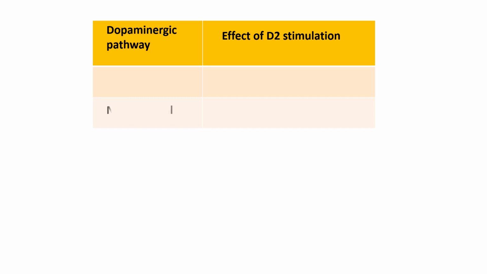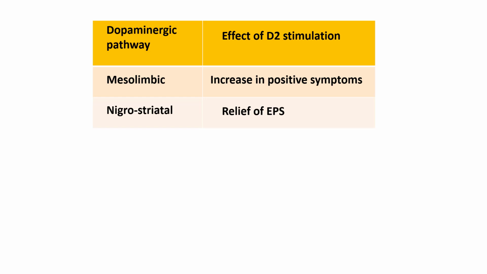Now, we do know that the effect of D2 receptor stimulation in the nigrostriatal pathway results in reduction in the extrapyramidal symptoms, or reduction in the symptoms of Parkinson's disease. However, the effects of D2 stimulation in another dopaminergic pathway in the brain, namely the mesolimbic pathway, can result in aggravation of positive symptoms of psychosis, namely hallucinations and delusions.